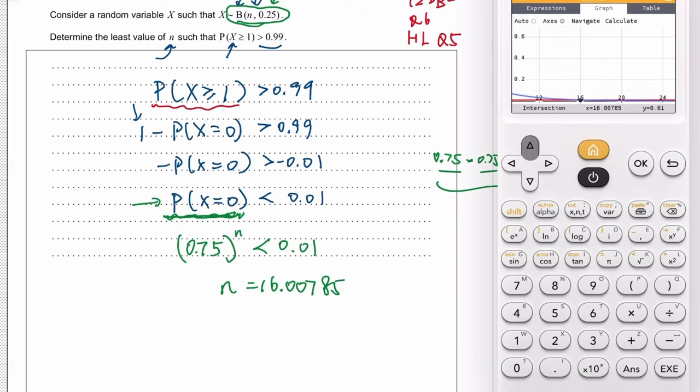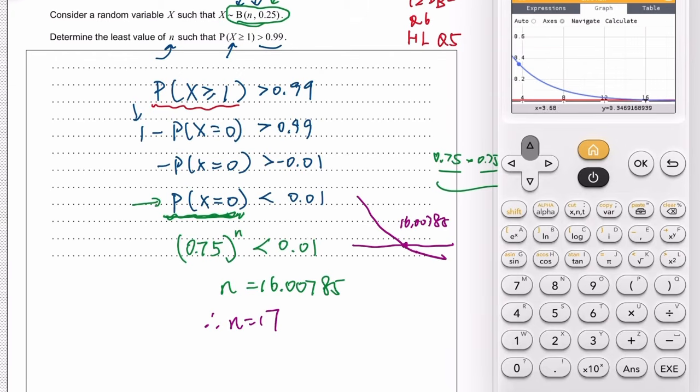I want the blue function, the blue curve, to be even lower than 0.01. Right, and this is 16 point something. So if I want it to be lower, I'll need 17, right? Because this number of trials can only be integers, so n is 17. So this is the intended way.